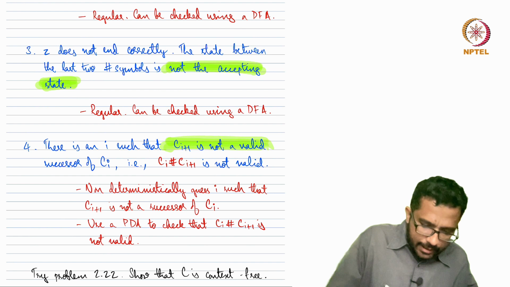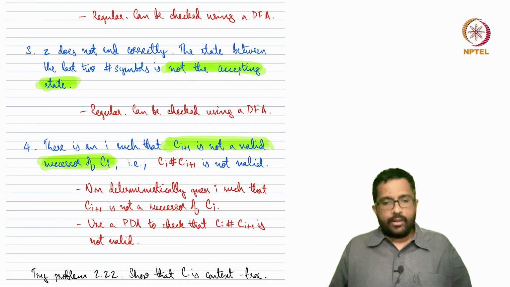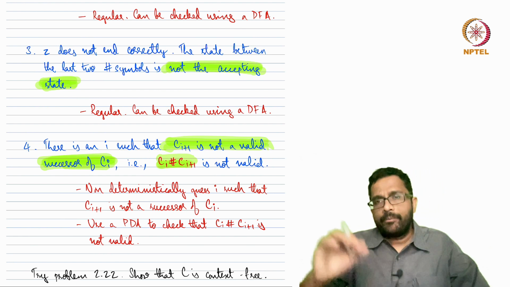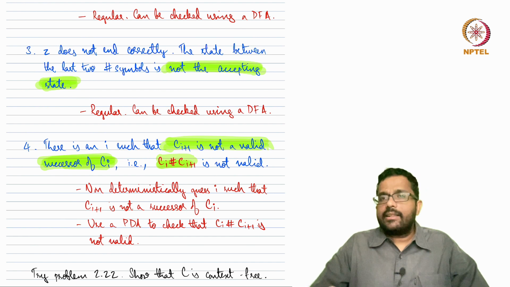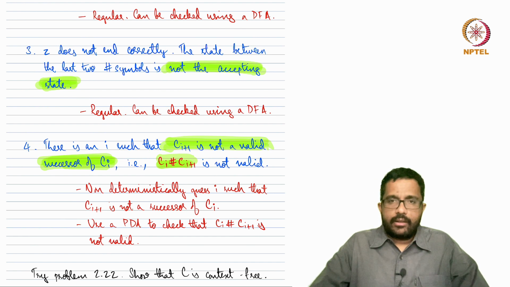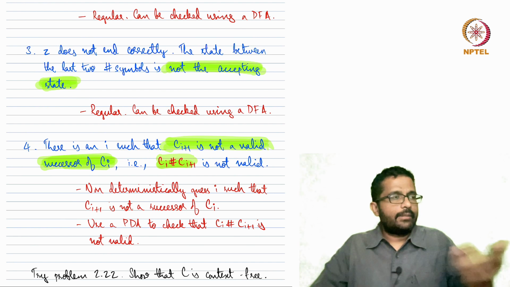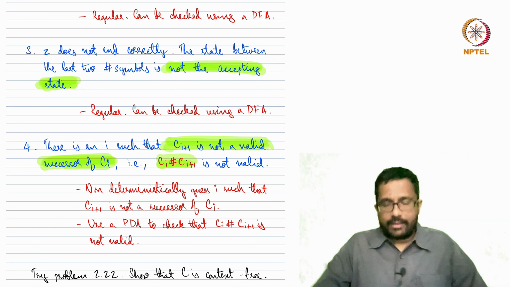There is an i such that Ci+1 is not a valid successor of Ci. Meaning there is some part where this subpart, Ci hash Ci+1, is not a valid successor. If there is such a thing, then it is again not a valid accepting computation history, because somewhere you started correctly, ended correctly, but somewhere it is not a valid successor, right?